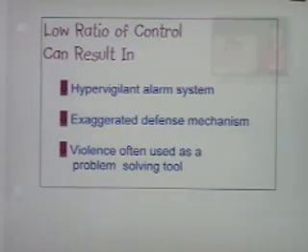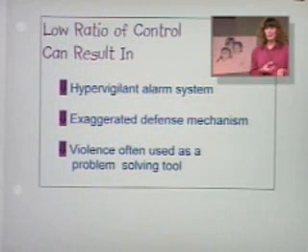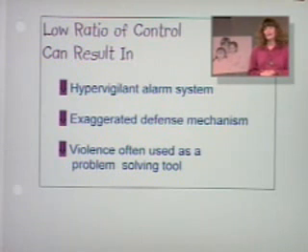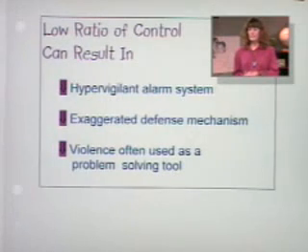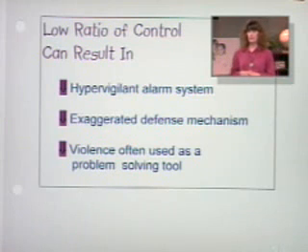So you've got kids with a quick trigger that have a hyper-vigilant alarm system in the subconscious mind, that perceive stress at the drop of a hat, so to speak. And you've got an exaggerated defense mechanism. So they shift down into survival brain, and that hijacking has taken place, and that survival brain is in charge. Violence, then, being in that survival brain, is often used as a problem-solving tool.